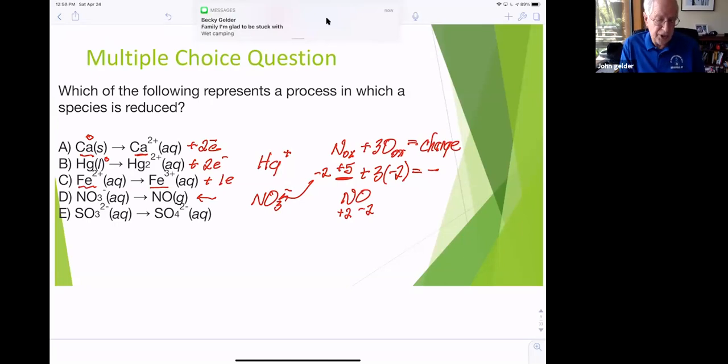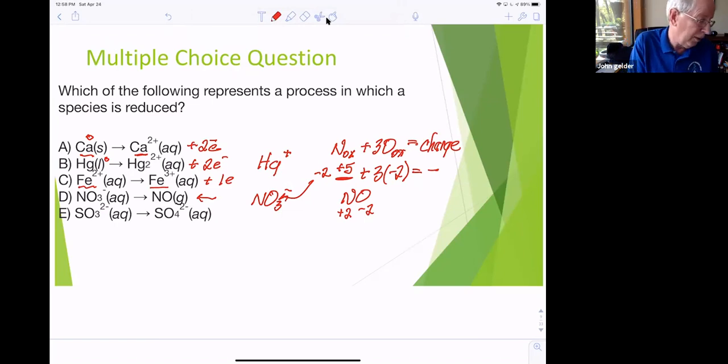change in oxidation state. So they must find an element in the reactant, the same element in the product, and show their oxidation number values. You don't have to show how you got it, you just need to assign a correct oxidation number value.